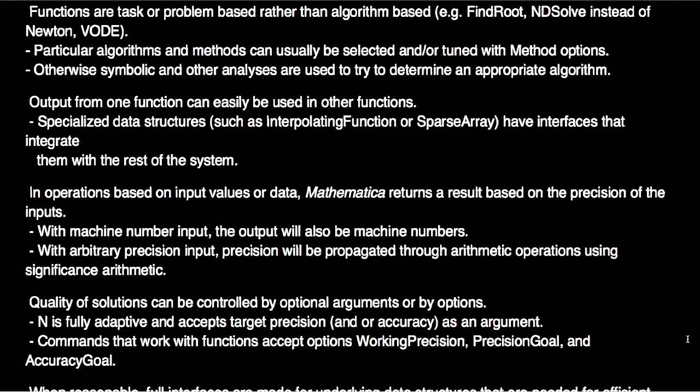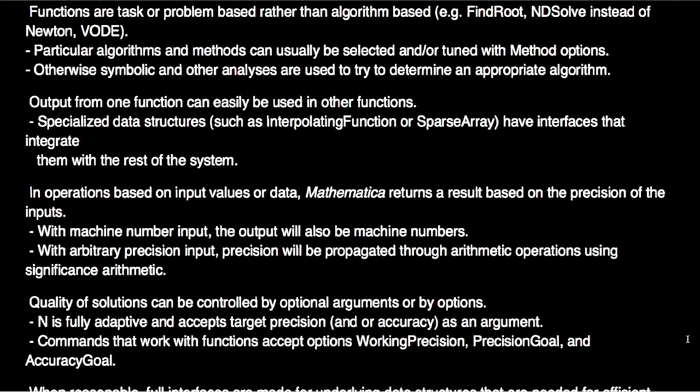Okay, and with machine numbers, those are the hardware numbers that are fast. They don't track any precision. You'll get machine numbers out. And we have arbitrary precision input, and I'll show you how that works in just a bit. The arithmetic, we try to propagate precision along with the arithmetic operations using something called significance arithmetic.